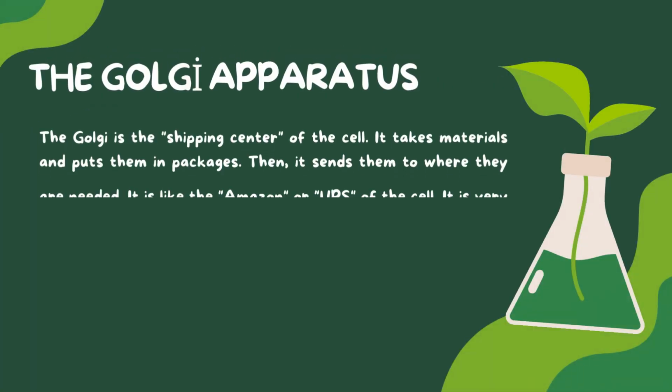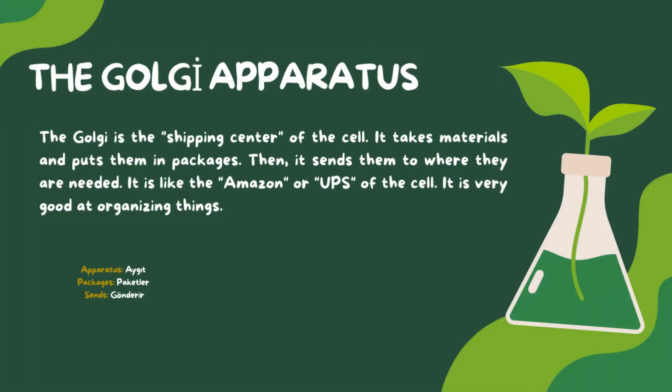The Golgi apparatus. The Golgi is the shipping center of the cell. It takes materials and puts them in packages. Then it sends them to where they are needed. It is like the Amazon or UPS of the cell. It is very good at organizing things.